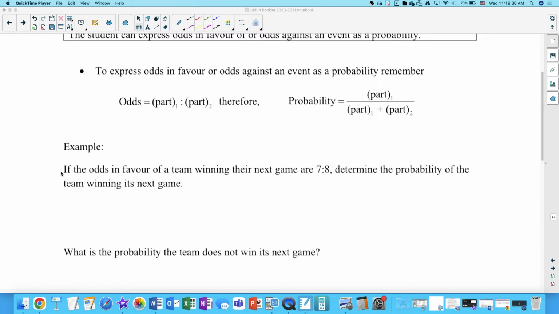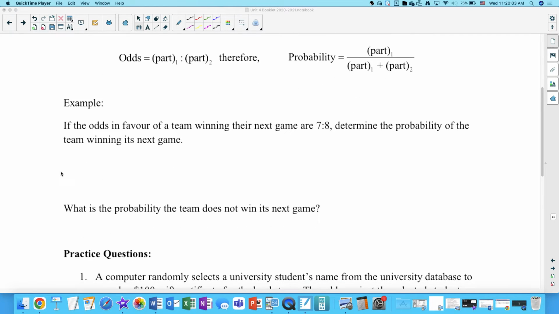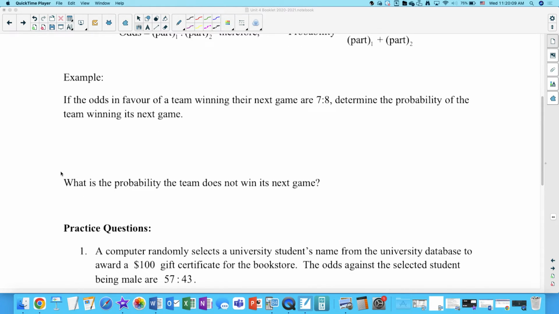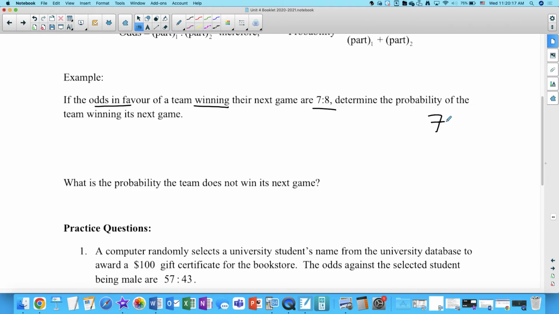The odds in favor of a team winning their next game are 7 to 8. Determine the probability of the team winning its next game. Okay, so people like to jump into these questions because they think they're easy, but that increases the chance of careless mistakes. So what I would always recommend doing is this. If the odds in favor of winning are 7 to 8, what that means is that 7 is the wins. What does 8 represent? The not wins. So then what's the total?